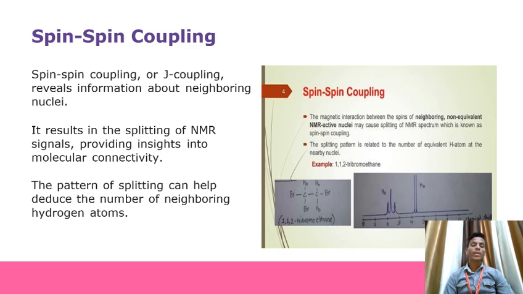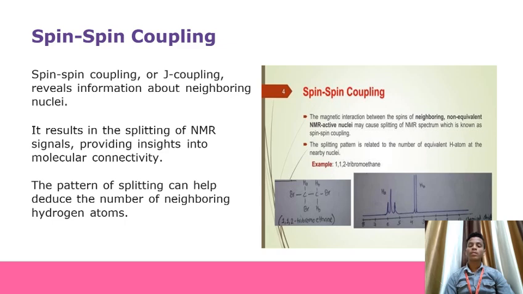Spin-spin coupling. Spin-spin coupling, or J coupling, reveals information about neighboring nuclei. It results in the splitting of NMR signals, providing insights into molecular connectivity. The pattern of splitting can help deduce the number of neighboring hydrogen atoms.